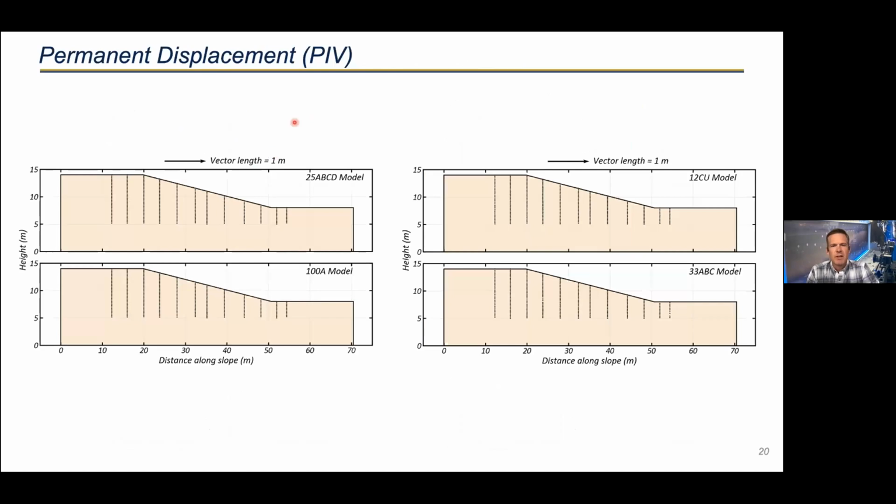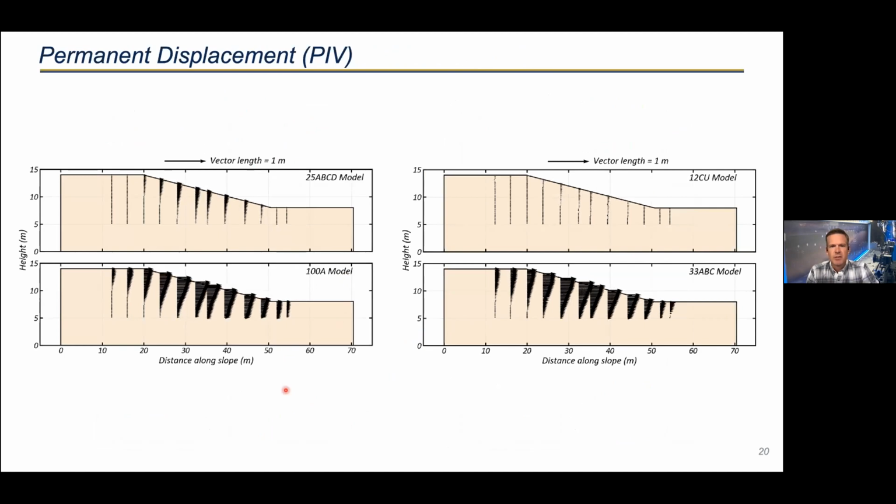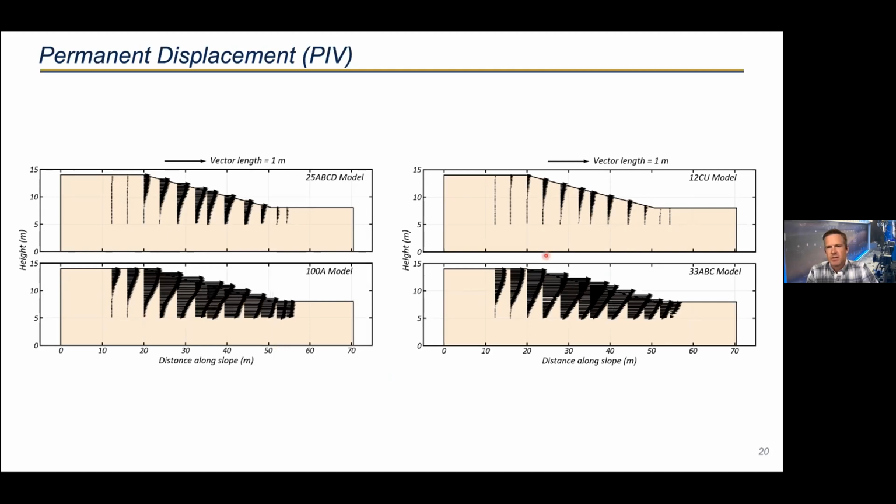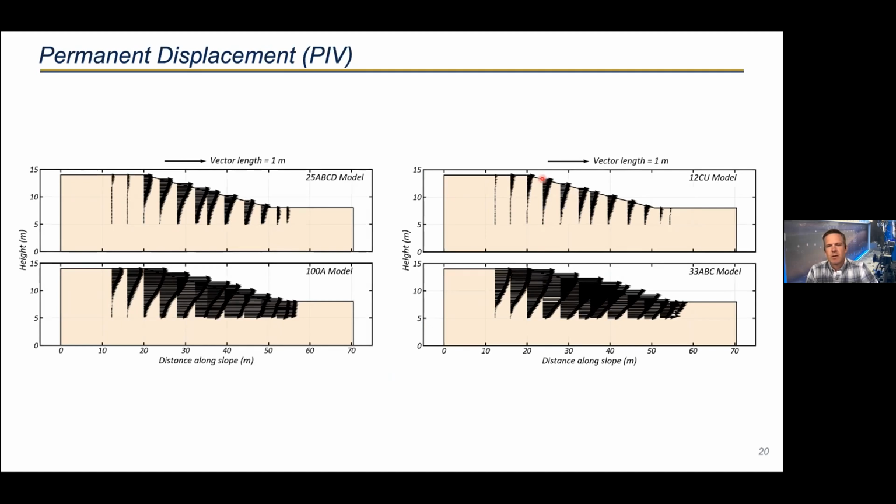We also have the permanent deformations as well. I'll quickly show you this video, but notice, just because of formatting, I've rearranged things a little bit. So the 100A model is down here. The 12 CU model is in the upper right. But if we get this going here, you can start to see the deformations through the shaking. And you can see the 100A model on the bottom left relative to the 12 CU model on the top right, the magnitude of deformations throughout the slope are substantially larger, on the order of a factor of 4.